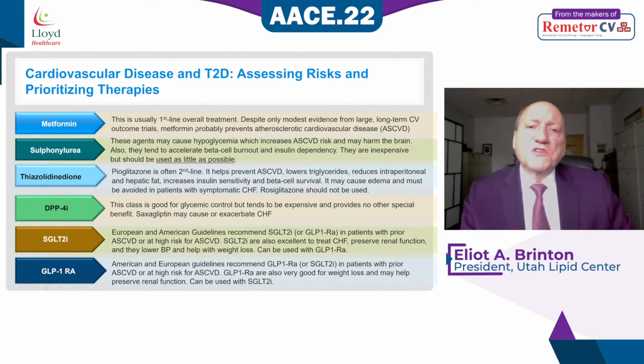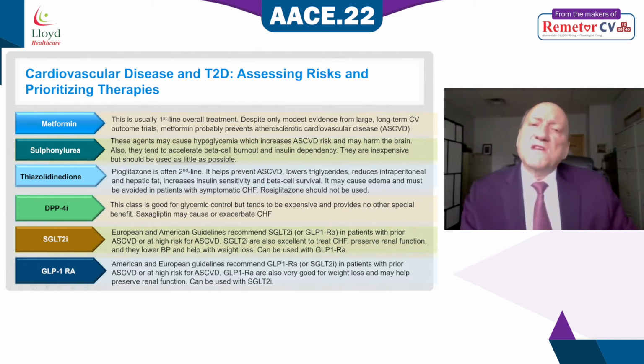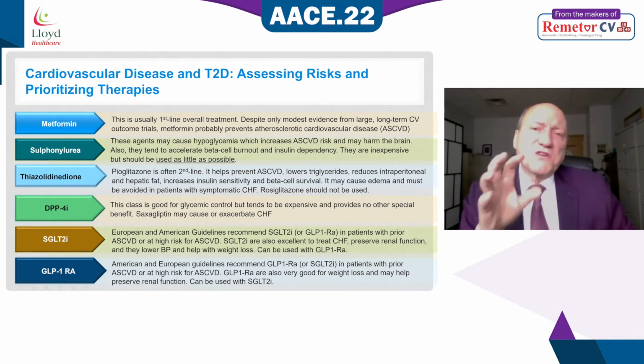Metformin is usually first line. We don't have as good evidence as we'd like to, but we think it does help prevent atherosclerotic cardiovascular disease, or ASCVD. Sulfonylureas, of course, we've had around the longest, but they may cause hypoglycemia that will increase risk. They may harm the brain. They may accelerate beta cell burnout and insulin dependency. They're inexpensive, but really should probably be used as little as possible. I would like to discourage us from using sulfonylureas, really.